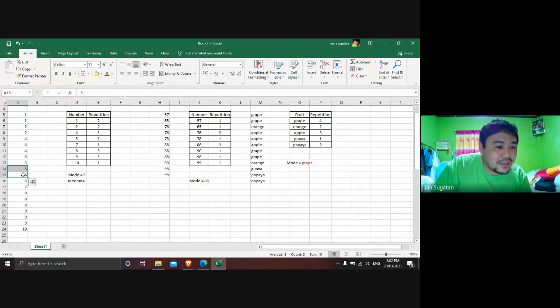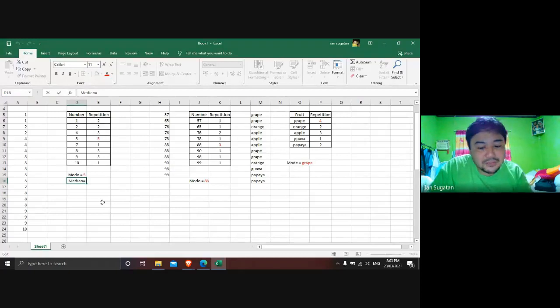So, since 5 plus 5 is equals to 10 and then divided by 2 will give us 5. Therefore, ang median natin is still 5. Okay?